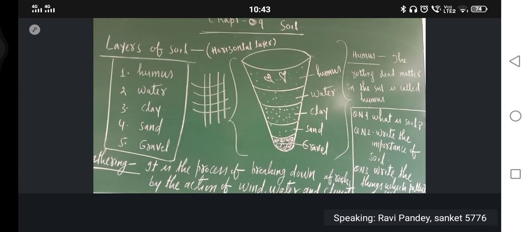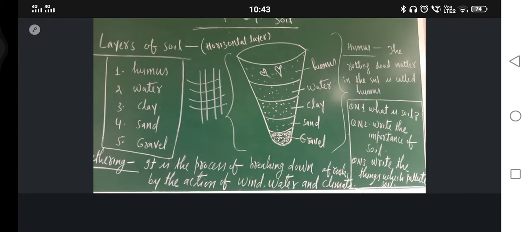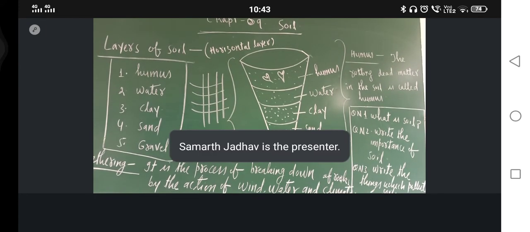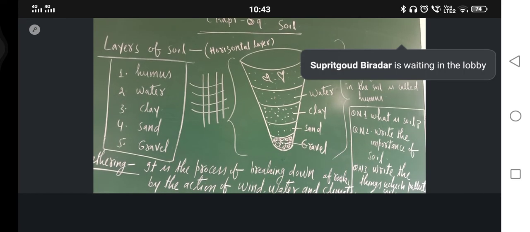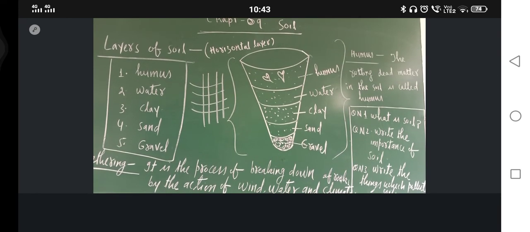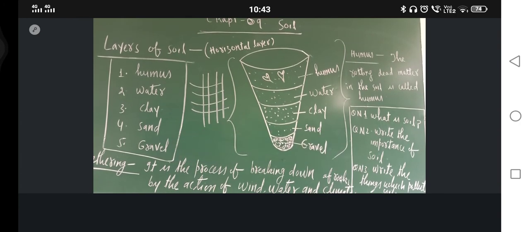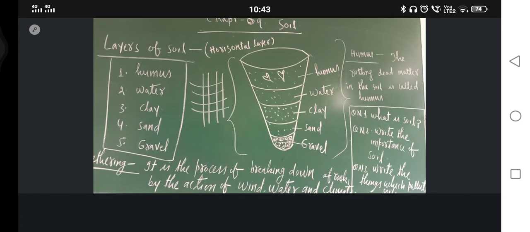So weathering is, I hope that you are understanding. Weathering is the process of breaking down of rocks by the action of wind, water, and climate. The rocks are getting degraded or broken by the action of wind, which takes a lot of time. It is not a process of one or two months, or one year. Sometimes it takes 100 years, 200 years.